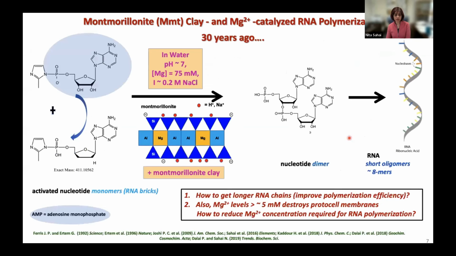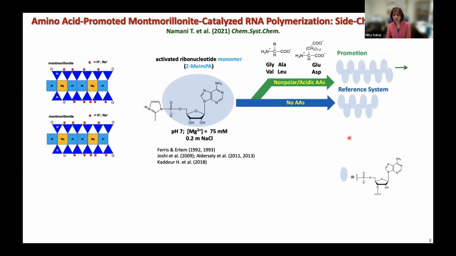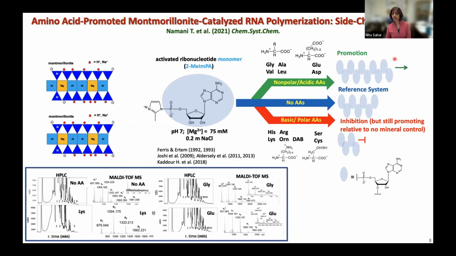Remember, when you have no mineral around, just in water, all you get is the dimer. So even when you have a so-called inhibiting amino acid, plus the mineral, you still get a tetramer. So we have a reaction mechanism to explain why these are promoting, why these are inhibiting. If you want to ask me later, I can get into the details of that. But for now, I'm going to skip that in the interest of time and tell you that we analyzed this using both MALDI-TOF as well as HPLC to determine the degree of polymerization.